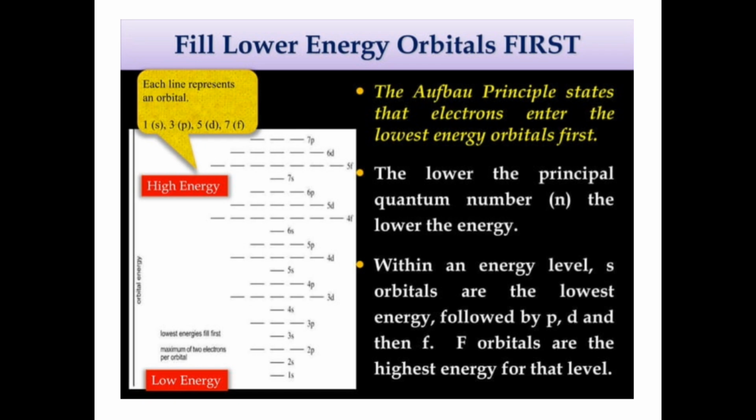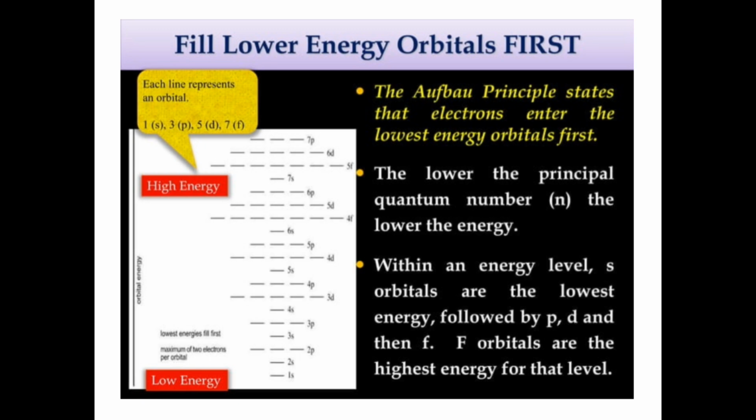Now you have the Aufbau principle. The Aufbau principle says that electrons enter into the lowest energy orbitals first. What does it mean? That in writing configuration, you fill the lower energy level first, and the lower energy level starts from 1. So you start from energy level 1. When energy level 1 is full, you go to energy level 2, then energy level 3. That is all that Aufbau is talking about.